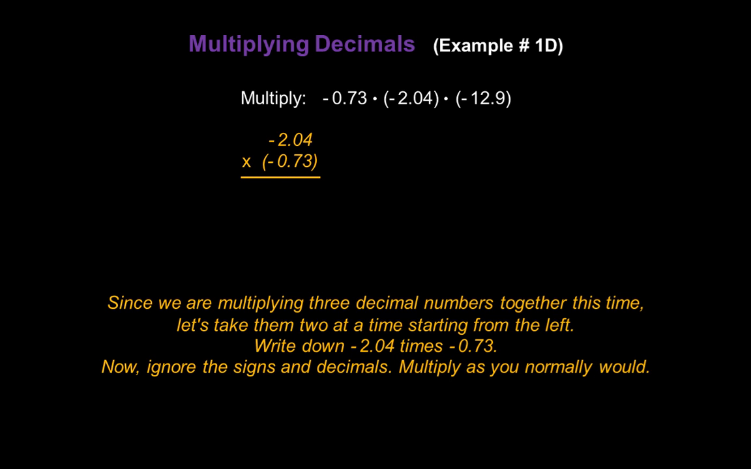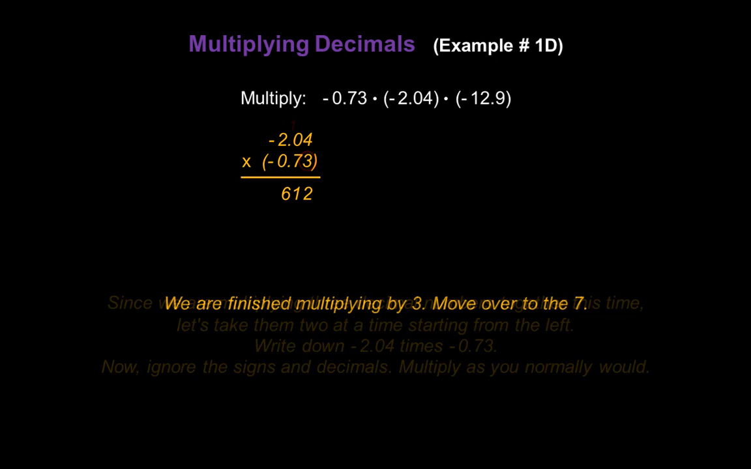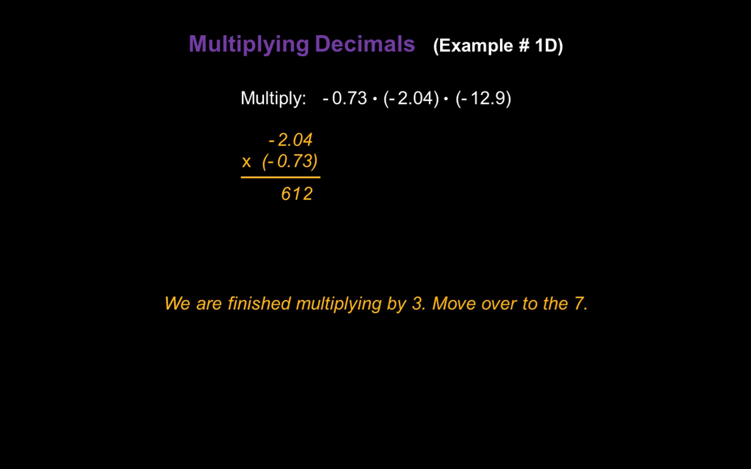Now ignore the signs and the decimals as we're supposed to do, and multiply as you normally would. We're going to start with the 3, of course. 4 times 3 is 12, so we'll write down a 2 and carry 1. 0 times 3 is 0, plus the 1 we carried brings down the 1. And finally, 3 times 2 is 6. Okay, we're finished multiplying by 3.